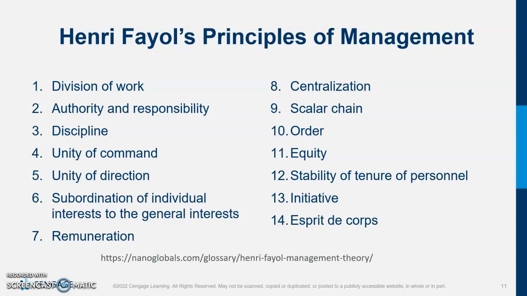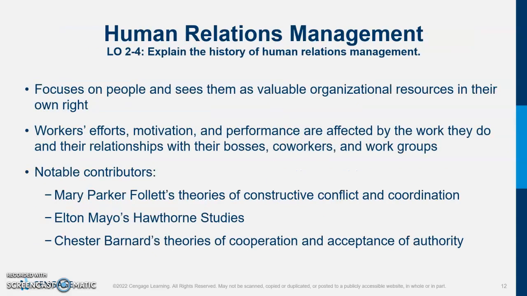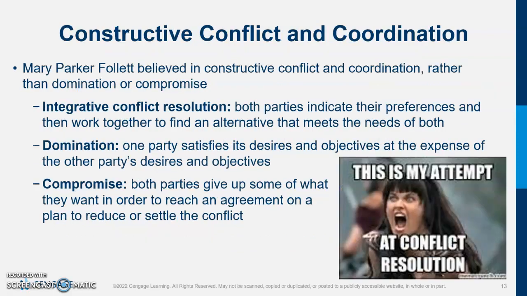Human relations management really looked at people as assets, noting that workers' efforts, motivations, and their performance are affected by the work they do as well as their relationships in the workplace. The notable contributors to this were Mary Parker Follett, Elton Mayo's Hawthorne Studies, and Chester Barnard's theory of cooperation and acceptance of authority.